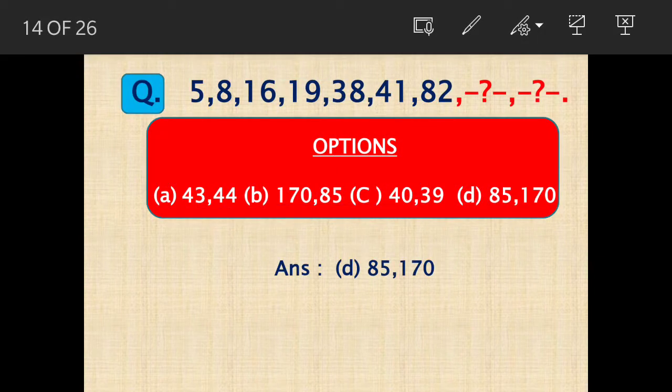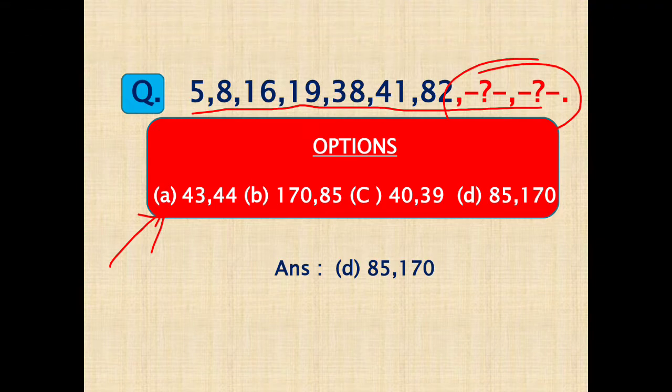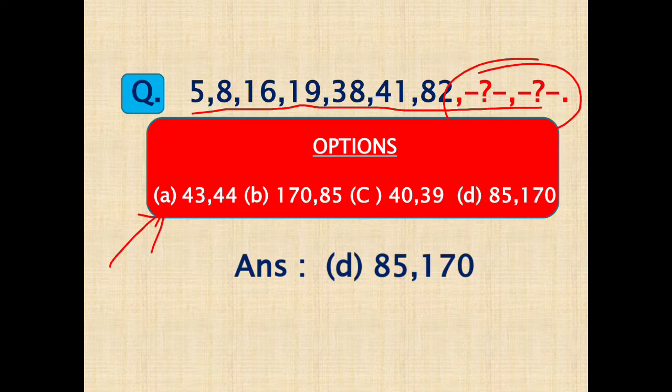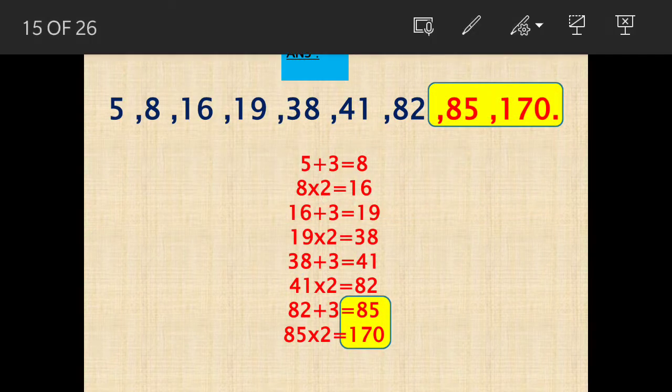Now in this series the numbers are too many, so that means it is a combination series, and these are all missing terms we have to find out, and these are the options given. The answer is option D, 85 170. Now people will get frightened that very big numbers are appearing, but nothing to worry. It's a very simple task. Now we'll see how we have arrived at this answer.